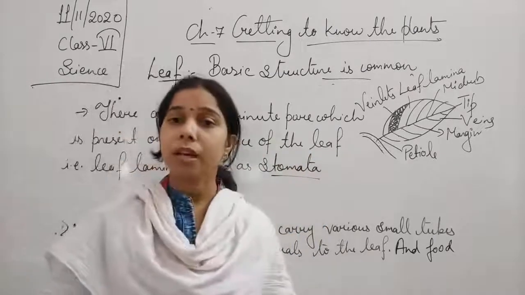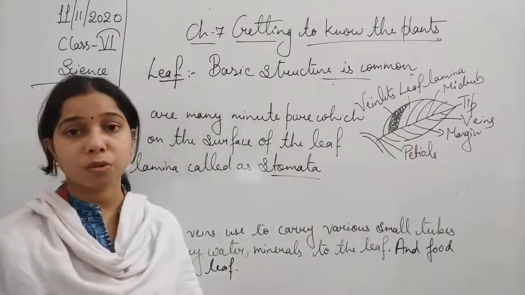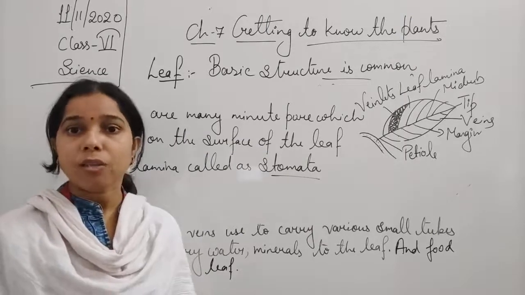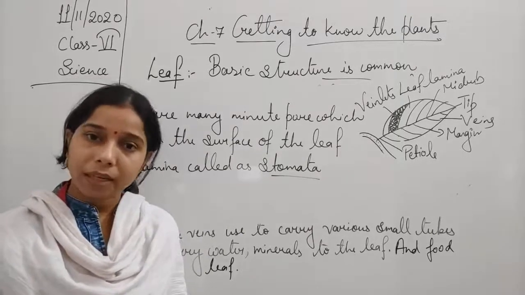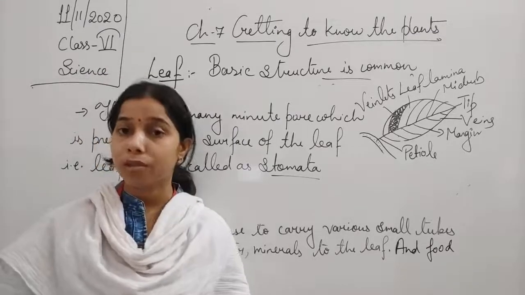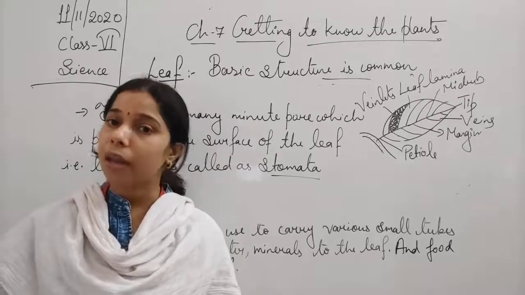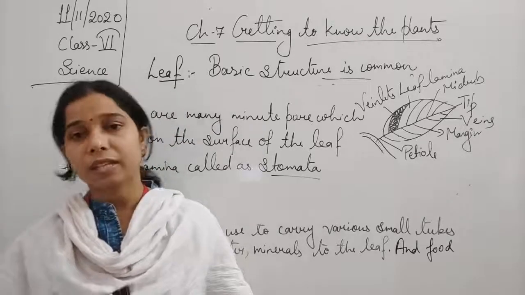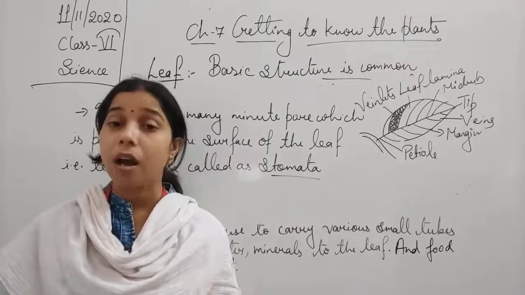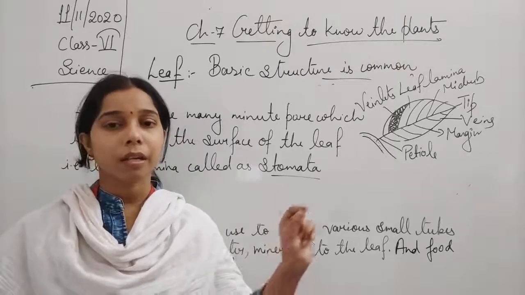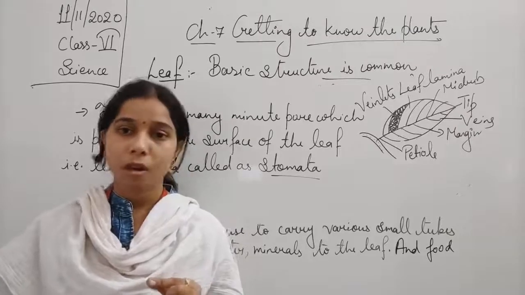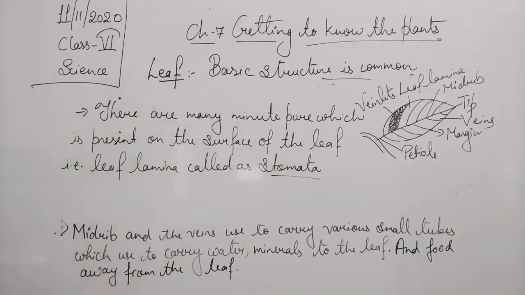Now, students, the pores which we call stomata, their role is that they help in exchanging the gases. Basically, with the help of the stomata the plants take in oxygen and release carbon dioxide. Not only this, it also helps in the process of transpiration. When you look at the leaf, you are not going to observe the stomata unless you keep the leaf under the microscope. Only then you are able to see the small minute pores that are known as the stomata.